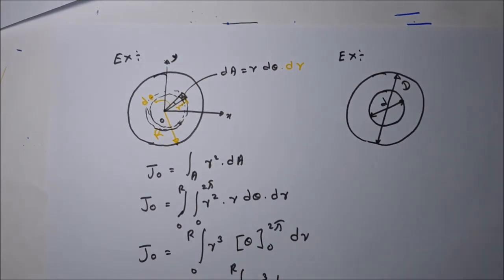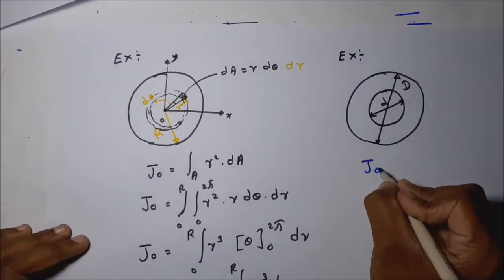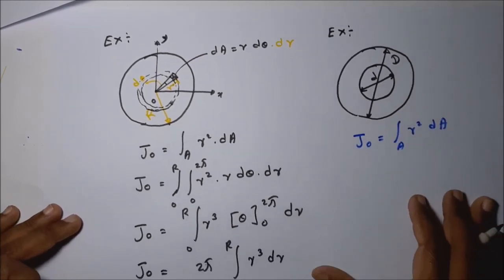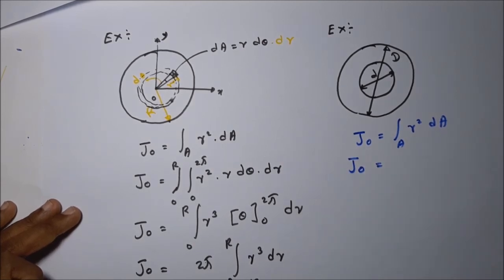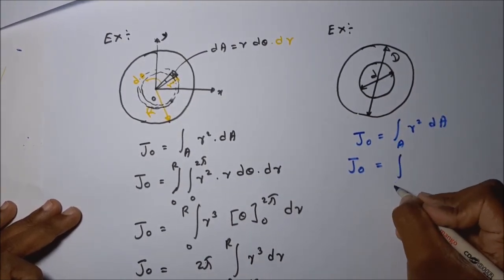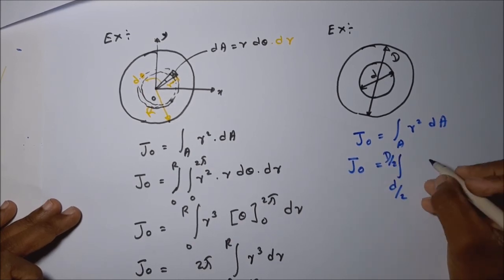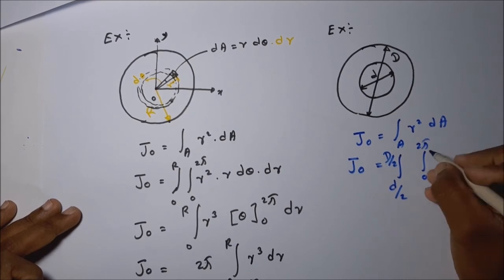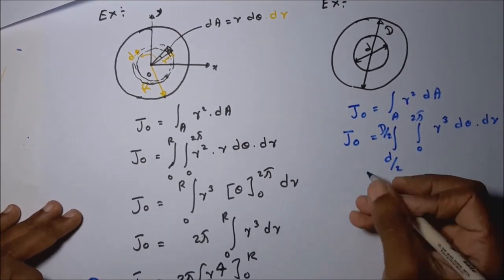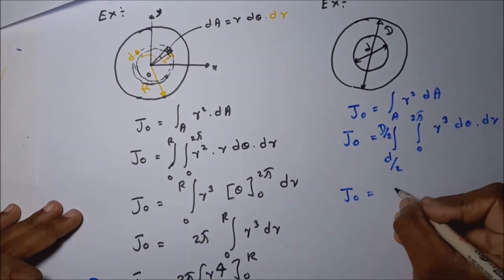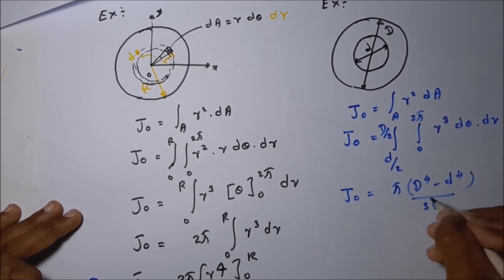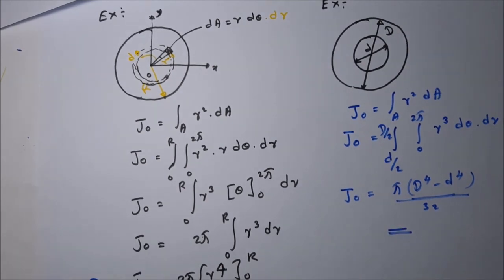The same method we are using as previously: J naught is equal to the integral over the surface area of r square dA. Here in this situation, r we have to vary from small d by 2 to capital D by 2, and theta from 0 to 2π, with r cube d theta dr. If we simplify this equation, we will get π times D to the 4 minus small d to the 4, divided by 32. This is the answer for hollow cross sections.